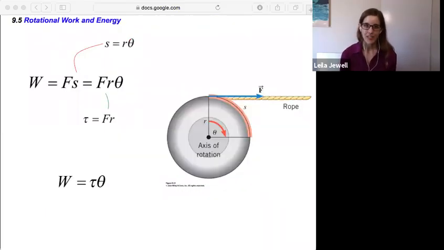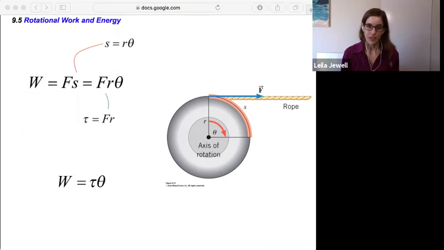Section 9.5, rotational work and energy. So now we're continuing this idea of coming full circle to the ideas that we've looked at previously, and we want to find the rotational equivalent of all these linear things that we've seen.